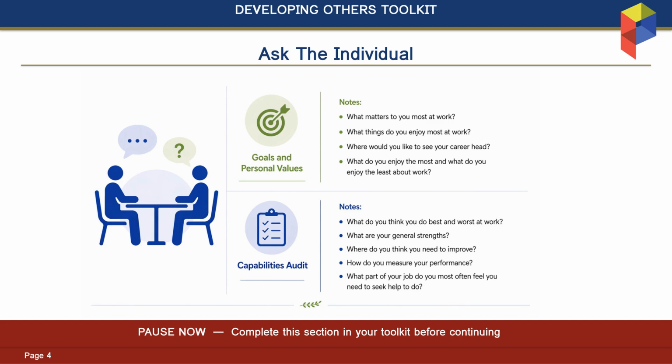Under Capabilities Audit, ask, what do you think you do best and worst? What are your general strengths? Where do you think you need to improve? How do you measure your performance? What part of your job do you most often feel you need to seek help to do? Pause the video now and use these questions in your next conversation with the individual. Record your notes in the boxes provided on page 4 before continuing.